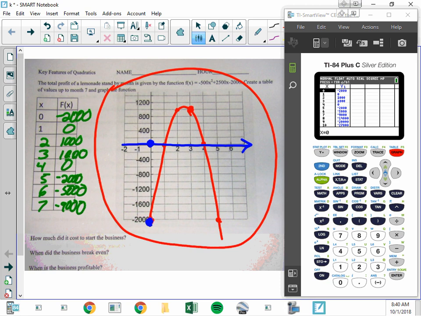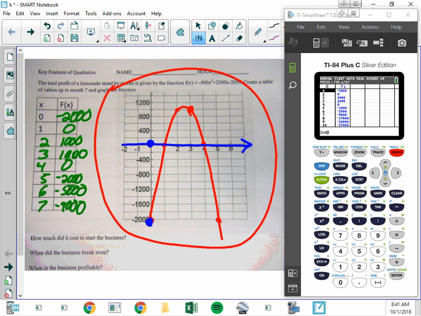Then it looks nice as we go above the x-axis and we start having more and more money in our bank account. But at some point, the value of the bank account starts to go down, and eventually it goes back to $0. And then after that, it just kind of sinks into oblivion. So when did the business break even? Month 1 and month 4.